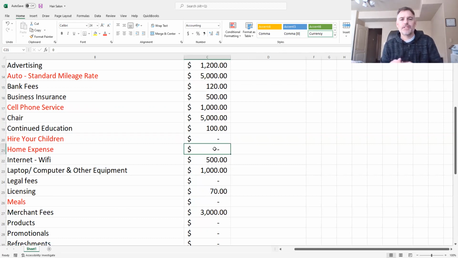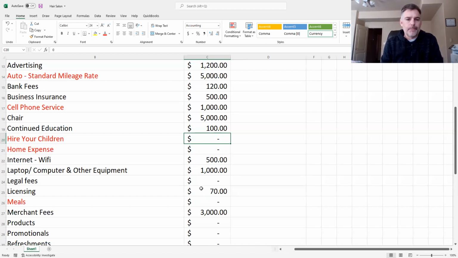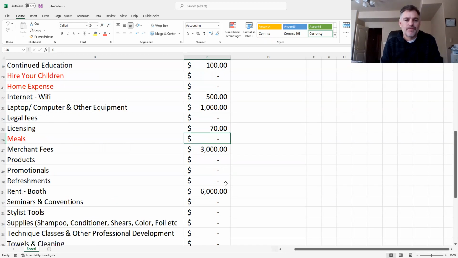Home office expense. There may be some of you that have your salons at home. I used to be a real estate agent, and I went through a lot of homes where they had the salons built out in their homes. Well, we can take advantage of that area of your home for a business deduction. Now, I'm not going to put anything in for this because I think the majority of people work from a retail space.